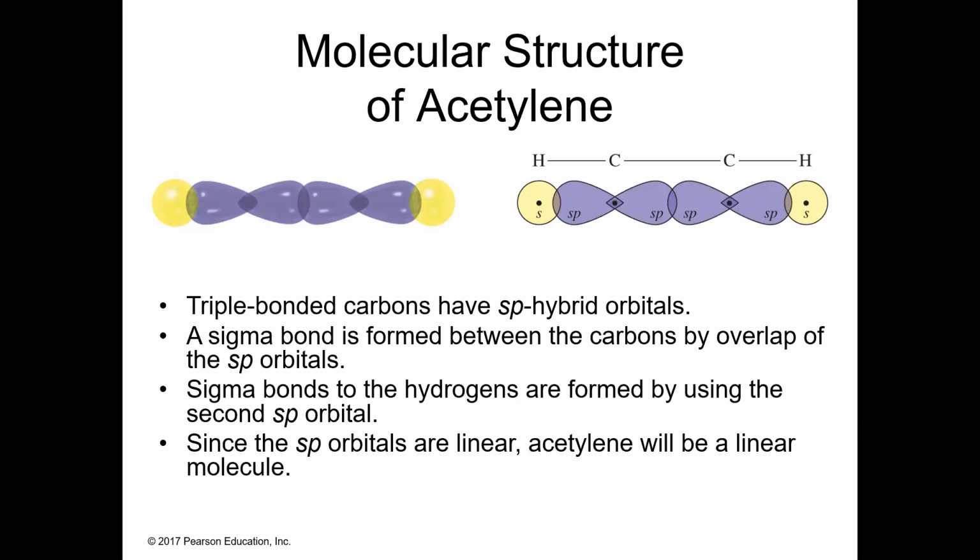Right, let's look at the molecular structure of acetylene next. The hybridization of the carbons is sp. A sigma bond is formed between the carbons by overlap of their sp orbitals. The sigma bonds to the hydrogens are also formed using sp orbitals. Since sp orbitals are linear, acetylene will be a linear molecule.